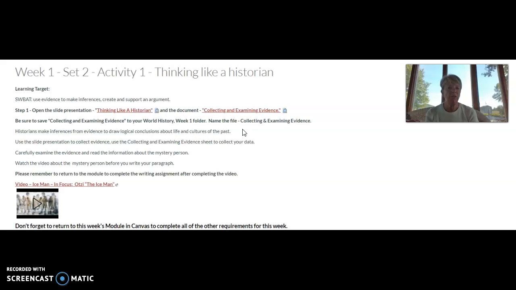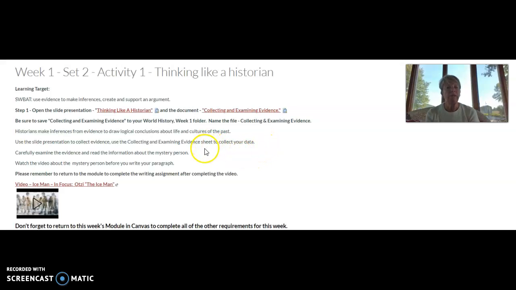I'd like to remind you that historians make inferences from evidence in order to draw logical conclusions about life and cultures of the past. Using the slide presentation, you'll collect your evidence and make your inferences and place that information on the Collecting and Examining Evidence sheet.